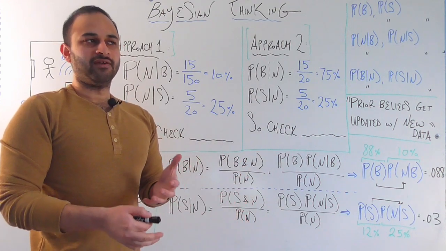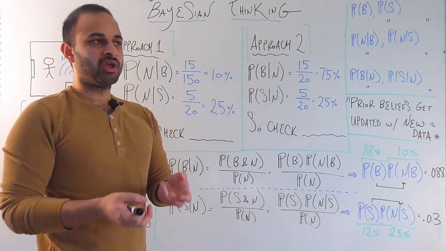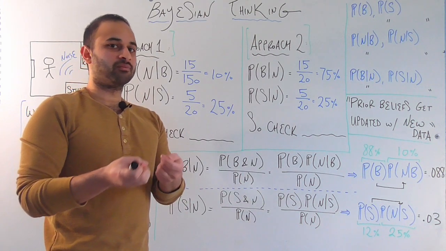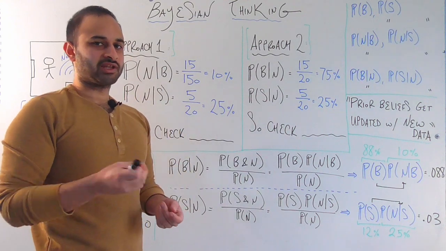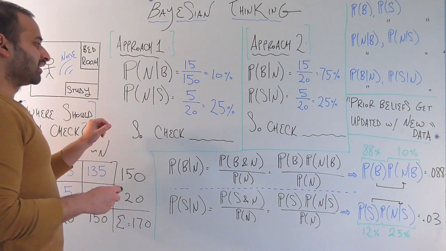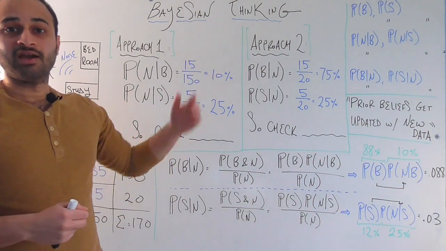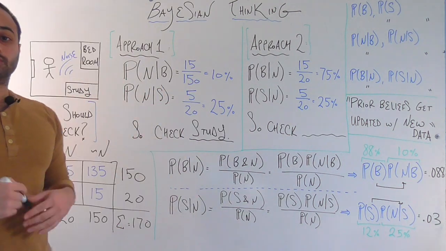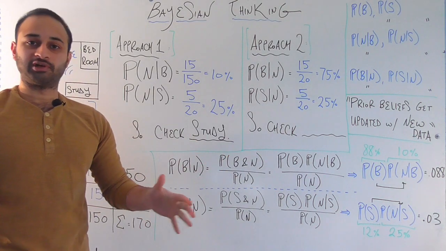Okay, so if that's a little fuzzy, take a second to think about it, but we're just saying that there's some unknown event, but that unknown event generated some known data or known event, which is the noise. What is the most likely scenario for that unknown quantity? And looking at this alone, we would say that it is in the study because that has a 25% chance versus a 10% chance. So using approach number one, we go check the study and see if the phone is in there. Okay, seems pretty sound.